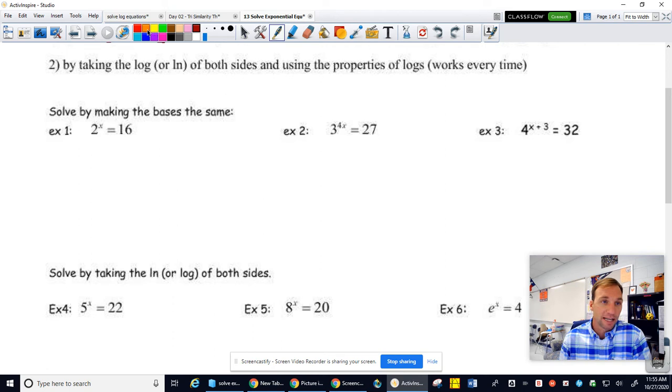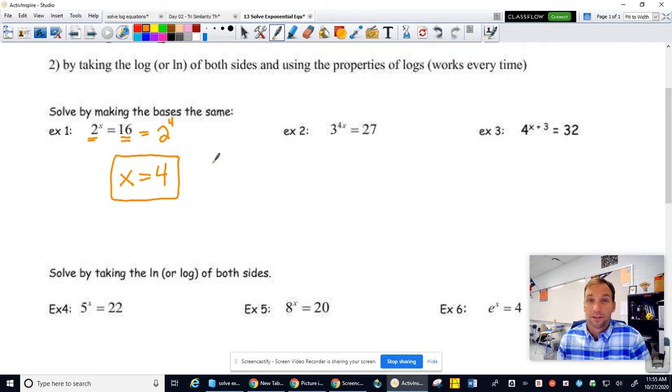So let's go ahead and make these bases the same. If I have base 2 on the left side, I want to write 16 as base 2 also. So 16 is 2 to the 4th power: 2 times 2 times 2 times 2. And when the bases are the same, that means that the exponents have to be equal also. So x is 4. I'm looking to raise 2 to the 4th power to make it equal to 16. Sometimes it's that easy, sometimes it's not.